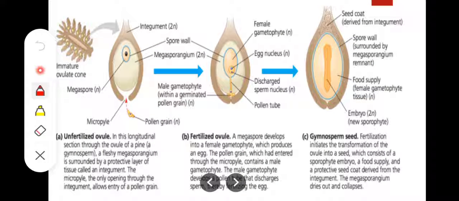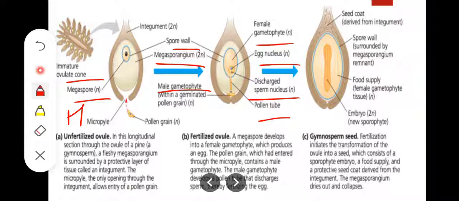And in this diagram you can see the detailed diagram with the explanation: it's an immature pine cone, then the megasporangium is haploid. And integuments and spore wall, you can see there is a spore wall, there is a megasporangium that is diploid in nature, and the male gametophyte germinates with the pollen grain and fuses to form the seed or embryo. And in this you can see the sperm nucleus, pollen tube, and egg nucleus, female gametophyte, and the microsporangium is the male. And here are the details about the fertilized, unfertilized, and gymnosperm seed.